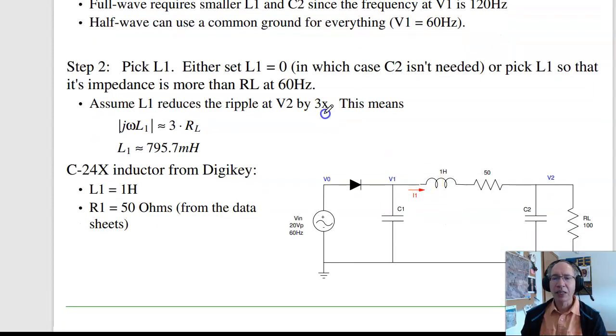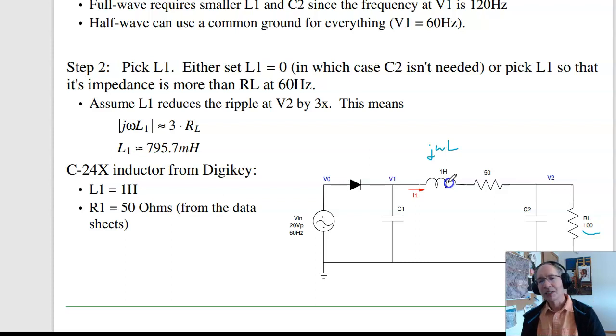Second step, pick your inductor. The whole point behind the inductor is to reduce the ripple. So if this is 100 ohms, pick this to be so that j omega L is bigger than 100. So let's make it like 3 times as big. That'll reduce the ripple by 3 times. So if this is 100 ohms, this has to be 300 ohms. Or this becomes 795 millihenries. Digi-Key doesn't sell 795 millihenry inductors, but they do have 1 Henry inductors. So let's make this 1 Henry.